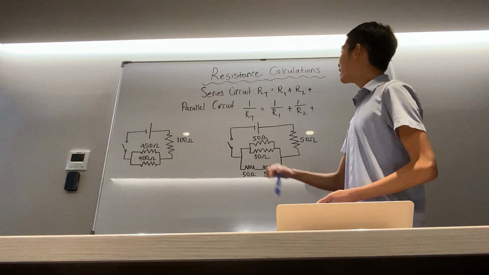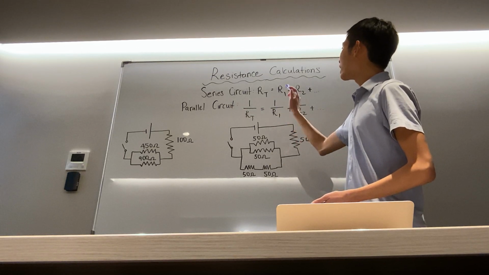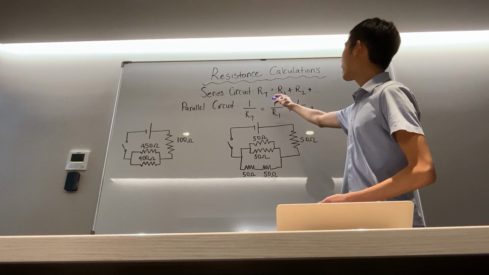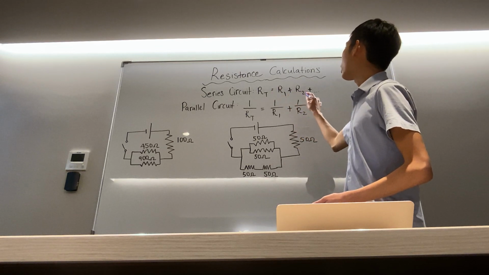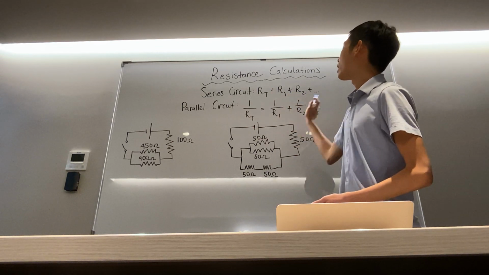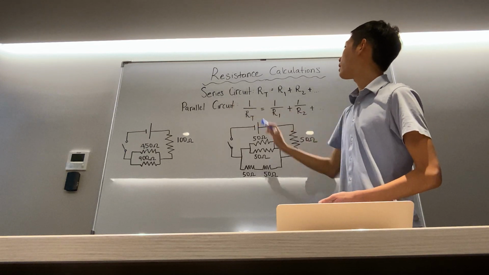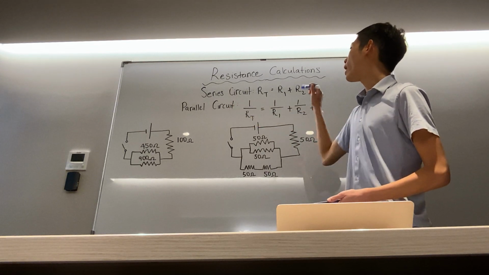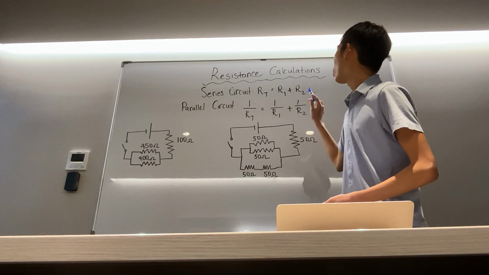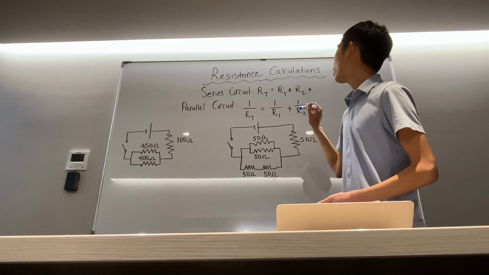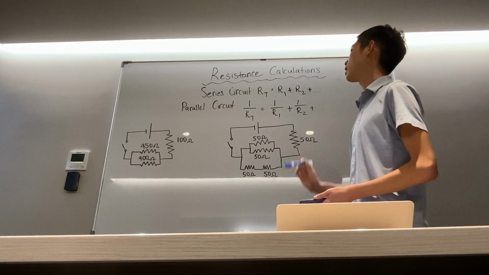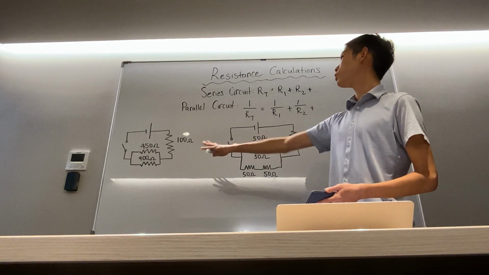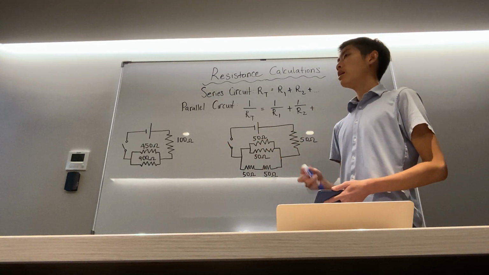Why? In series circuits, the resistance is calculated one by one: RT equals R1 plus R2, and so on. Parallel circuits are calculated using 1 over resistance, so 1 over R1 plus 1 over R2 plus, etc. So let's look at these two problems.